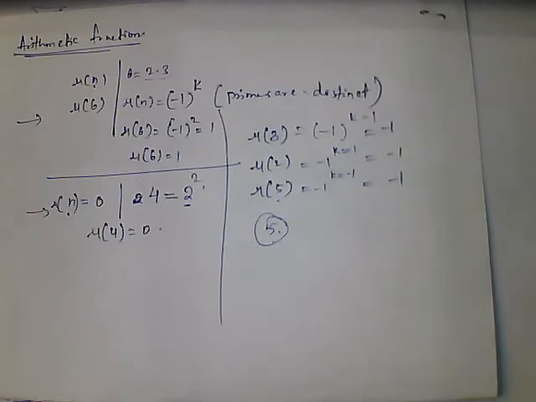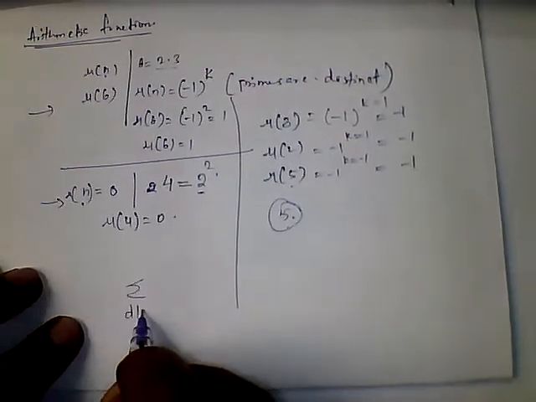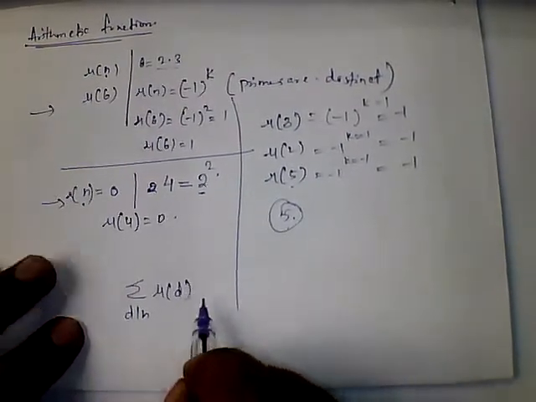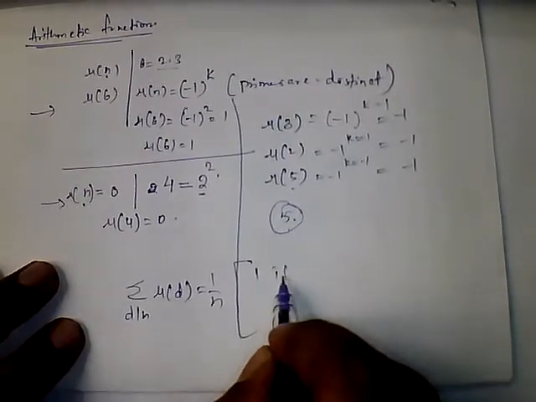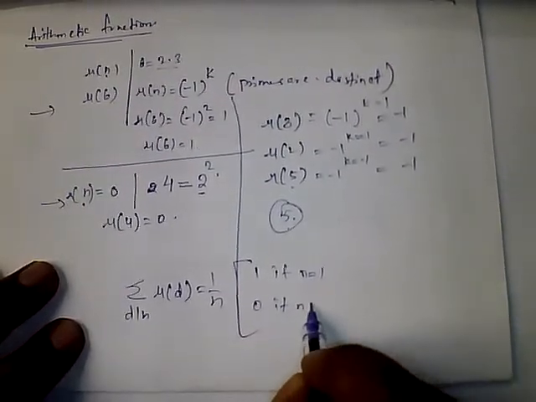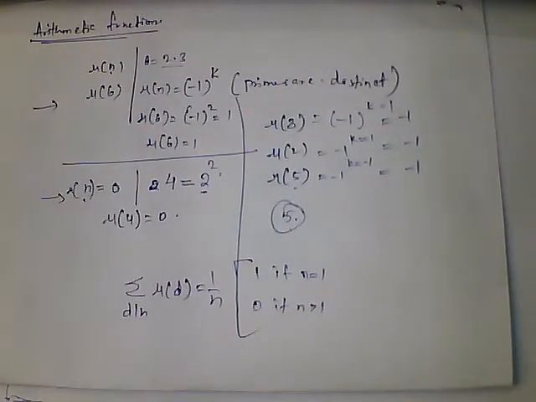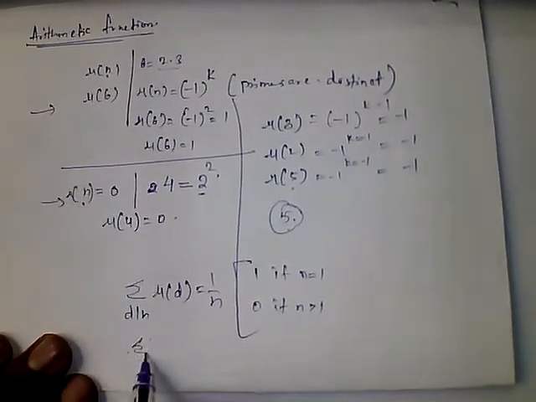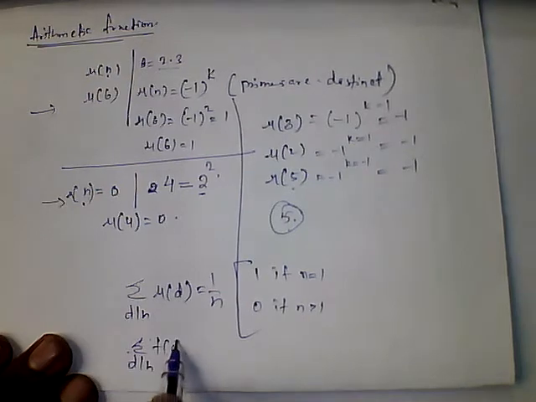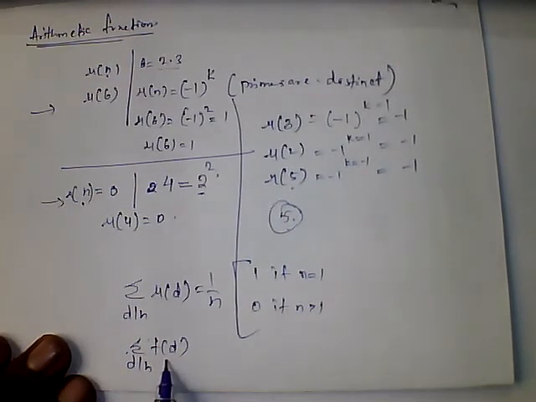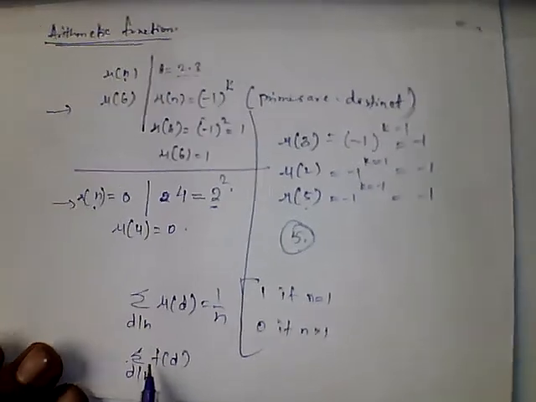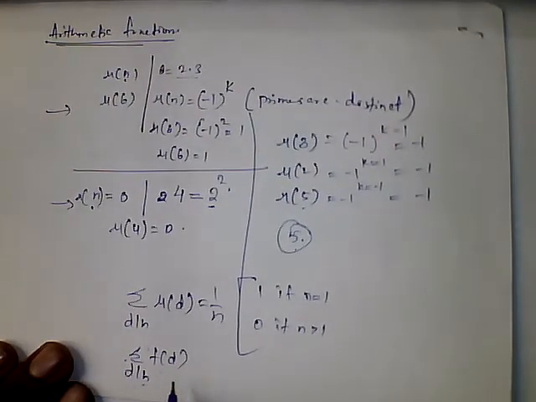Now there is a theorem related to the Mobius function: the summation over d dividing n of mu of d equals 1 if n equals 1, and 0 if n is greater than 1. What is happening here is that we are considering the sum over the different numbers which divide this n.